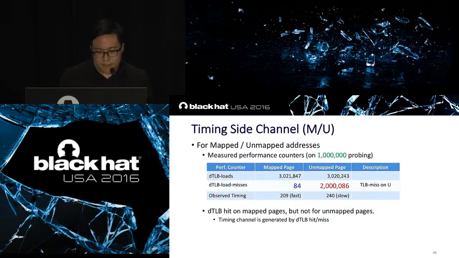But although it is somewhat of a black box, we ran an experiment that indirectly lets us know the internals of the processor. We probed both mapped and unmapped pages 1 million times, and at the same time we measured the performance counter of data TLB hits and misses. The result is shown on the screen. The interesting thing is that DTLB misses happen only 84 times for the mapped one, while the unmapped one has 2 million DTLB misses. So it looks like the DTLB is definitely the reason for the side channel.